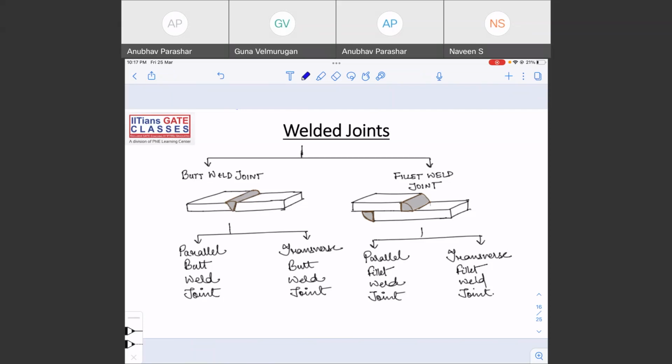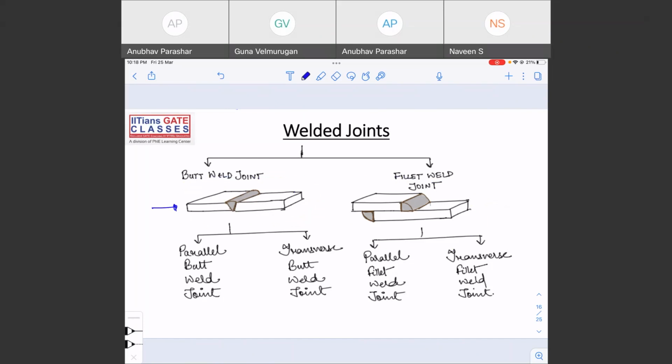Welded joints, again, can be of two types: butt weld joint and fillet weld joint. You can see this type of joint is known as butt weld. This type of joint is known as fillet weld. A similar kind of lap joint is known as a fillet joint, right? Butt joint is the same name even in rivet or welded joints.